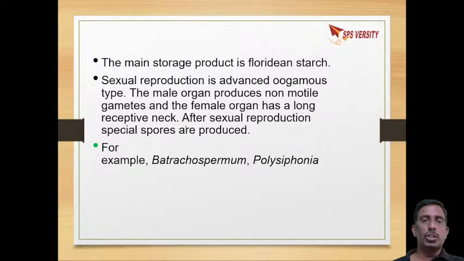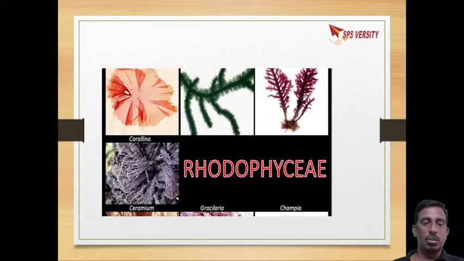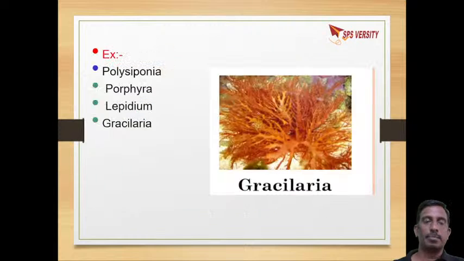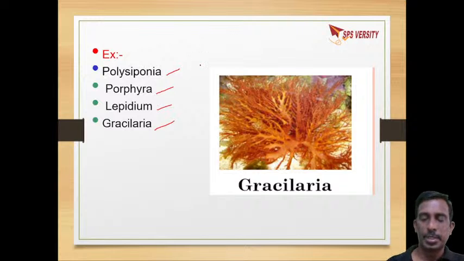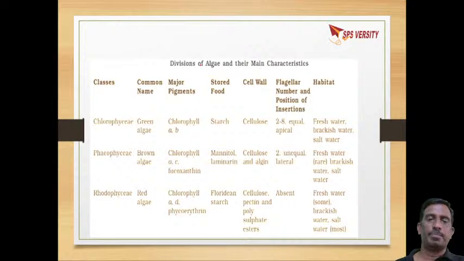In red algae, the food is stored in the form of floridean starch. They show advanced sexual reproduction, that is oogamous type of reproduction. The male will produce non-motile gametes, and the female also will produce special spores. Examples are Batrachospermum and Polysiphonia. Gracilaria, Corallina, Ceramium, Sempio. These all are examples of Rhodophyceae. Polysiphonia, Porphyra, Lepidium, Gracilaria, Gelidium are some red algae examples.